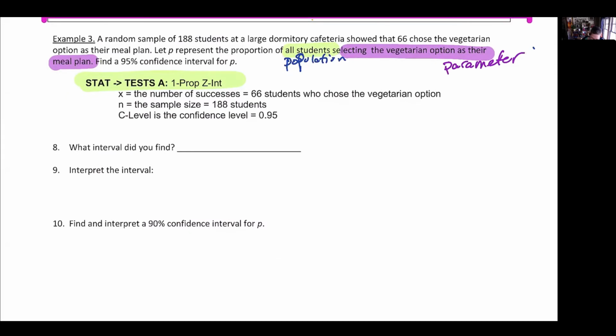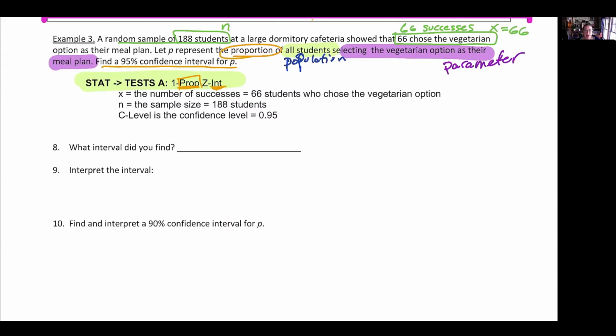Okay, so we have a random sample. We want to find the 95% confidence interval for the proportion. And so you see my calculator function has proportion. We're finding a confidence interval, so we're using INT. So we have a random sample of 188 students. So that's our N, because our sample was 188. Showed that 66 chose the veggie option. So this is our successes. Remember, that means X equals 66.